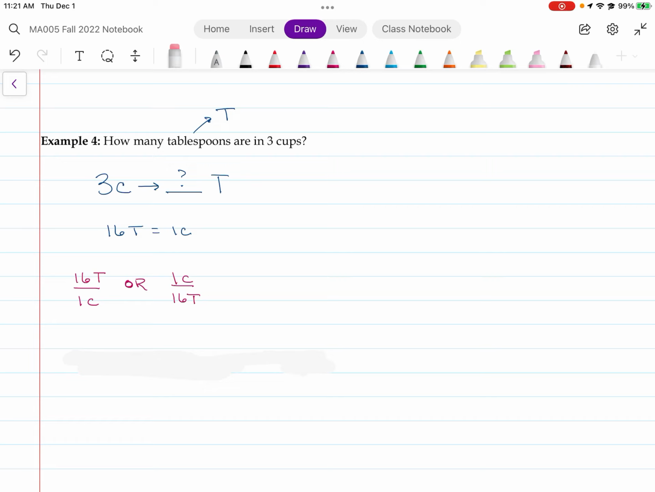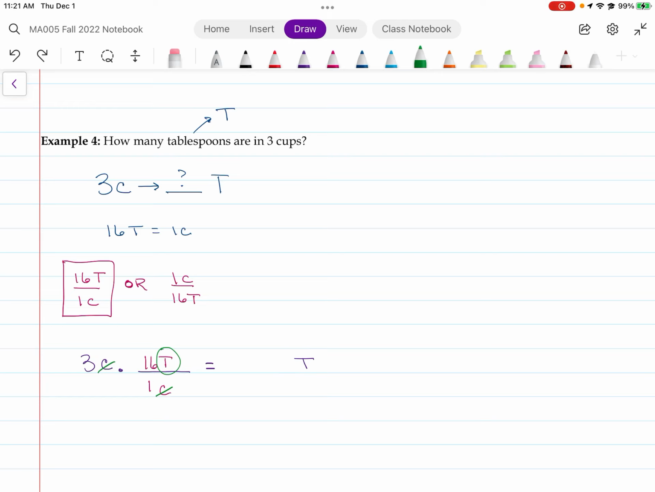So let's set up our equation and get ready to fill it in. We've got 3 cups times some conversion factor equals tablespoons. We want tablespoons on top. We want cups to cancel. So that would be this one. We've got 16 tablespoons per 1 cup. Make sure you set it up right by checking that the unit cancels and you are left with tablespoons on top just like it asks for.